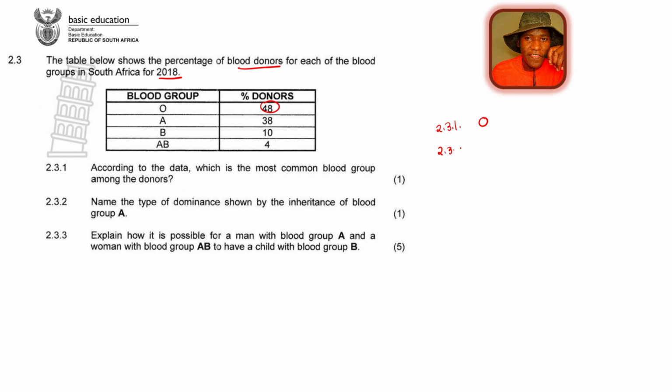And then 2.3.2, name the type of dominance that is shown in the inheritance of blood group A. Remember that when we are inheriting blood group A, we have got 2 possibilities or 2 options. We have got IAIA, or we can have IAi, small letter i. So these are the 2 possible genotypes for someone whose blood group is blood group A.